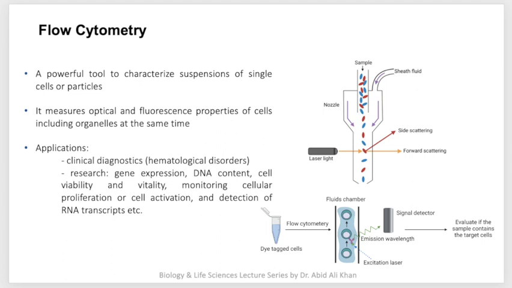Next is the light scattering, as we discussed here, the side scattering and the forward scattering. So when incident laser light is hitting the cells or the particles, they will scatter the light, and this scattering will give us information about either the size of the particles, that's the forward scattering, or the complexity or granularity of the sample, which is the side scatter.